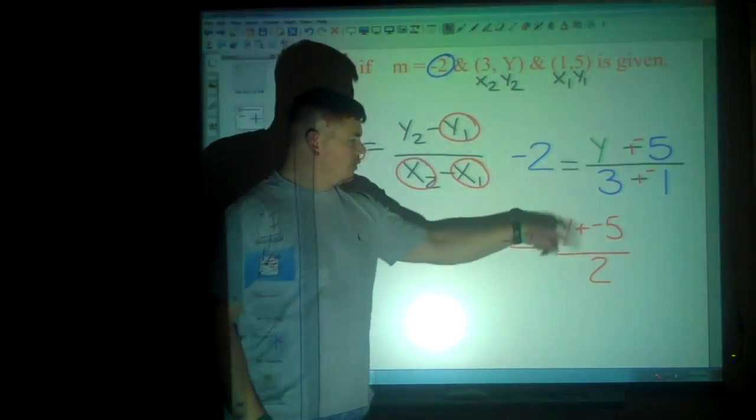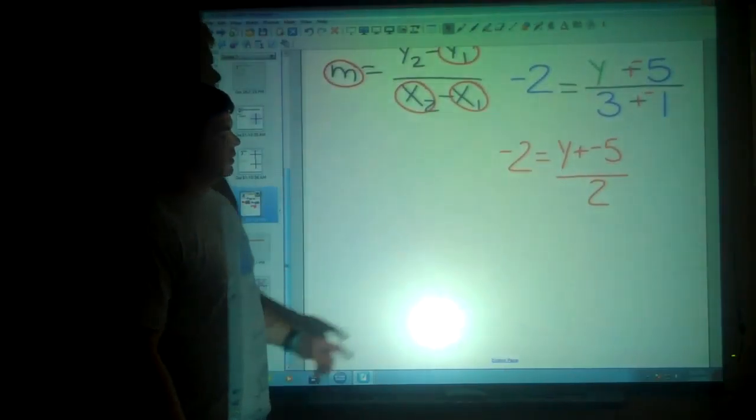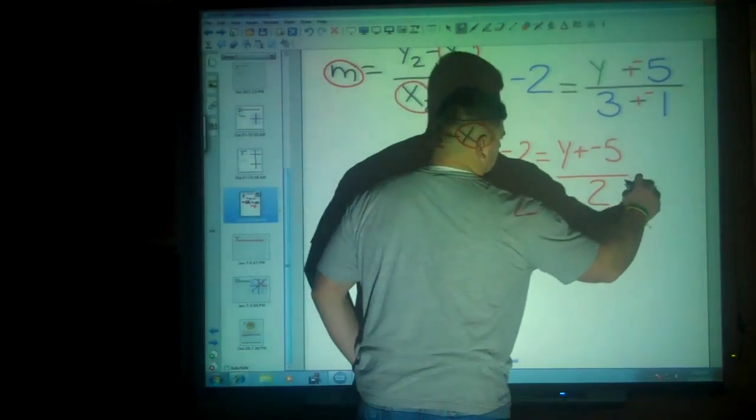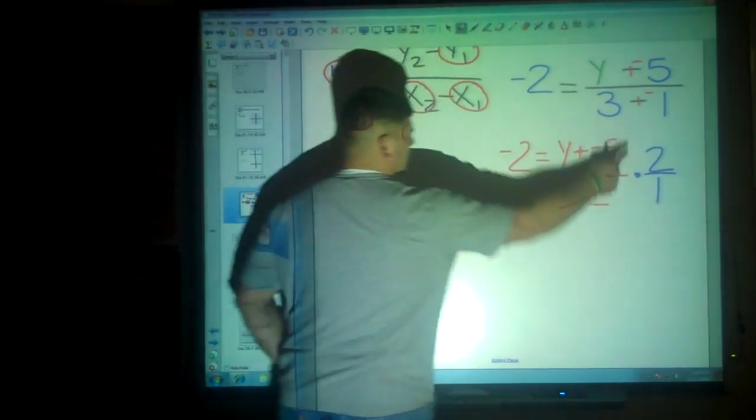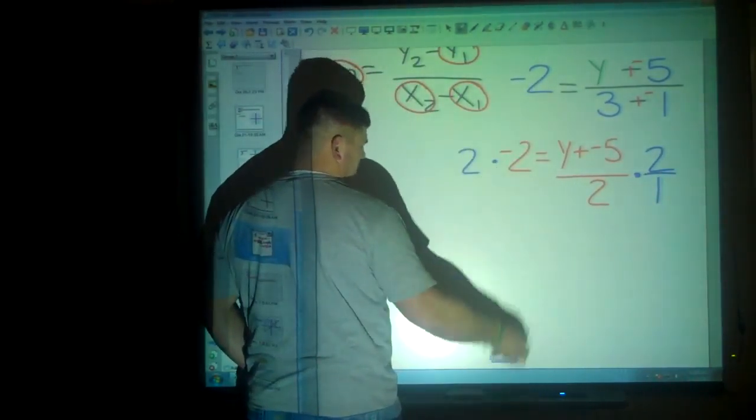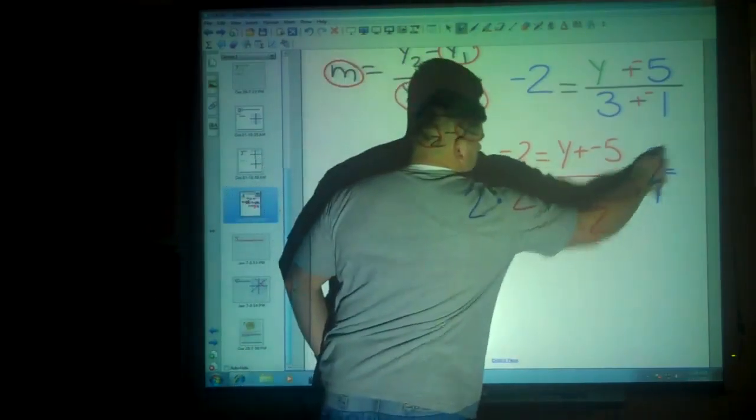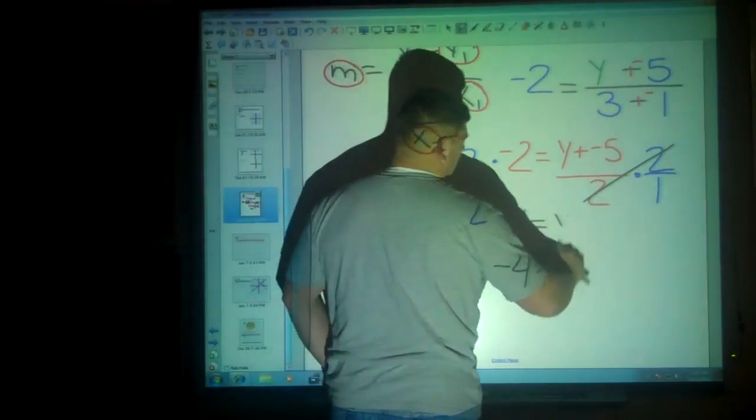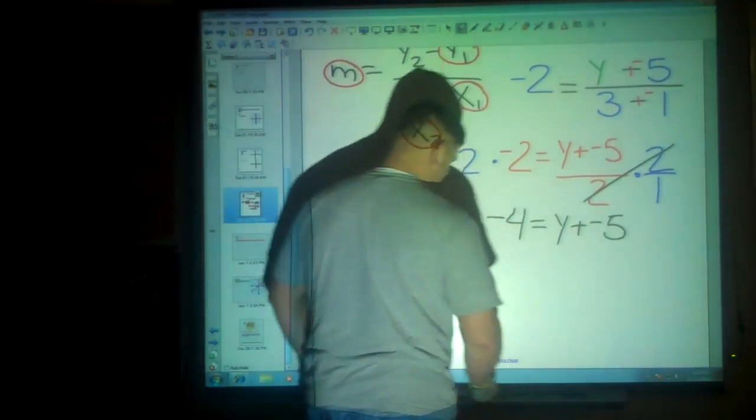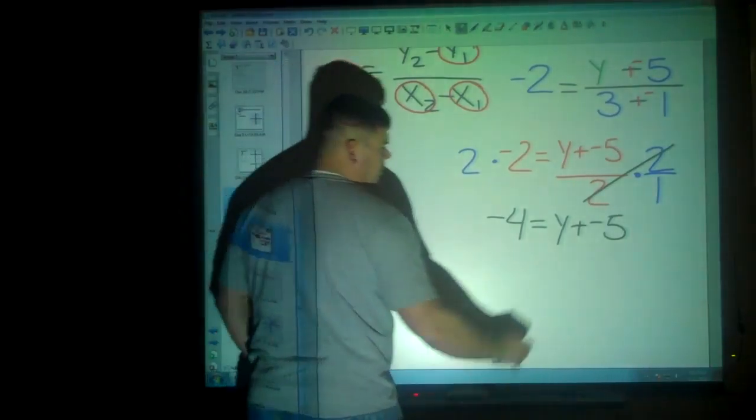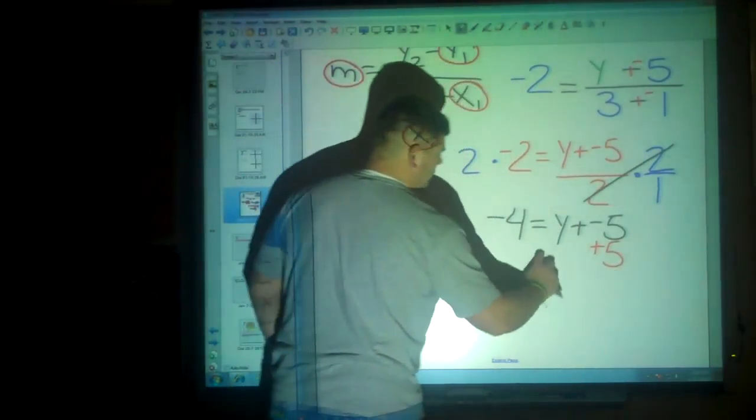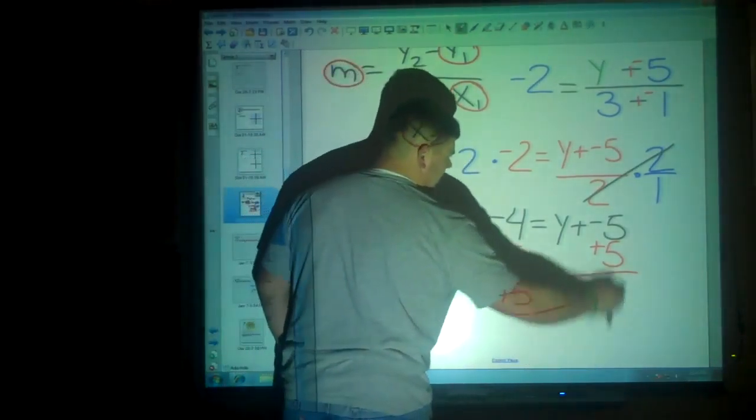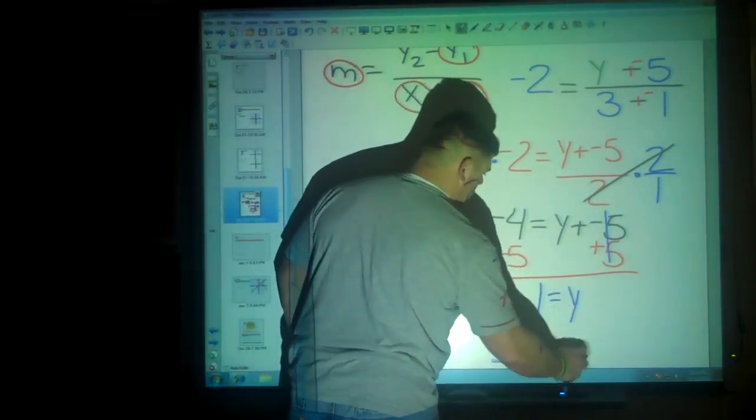And I need to use inverse operations to solve for y, to get this alone. So what I'll do is I'll multiply both sides by 2, because that will cancel out the 2's. What I do to one side, I must do to the other. So those 2's cancel out. That becomes -4 is equal to y plus -5. One step away, I add 5 to both sides. I have one more positive than I do negative, so 1 is equal to y.